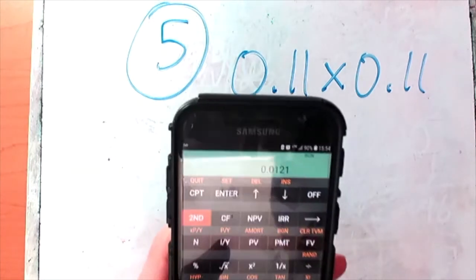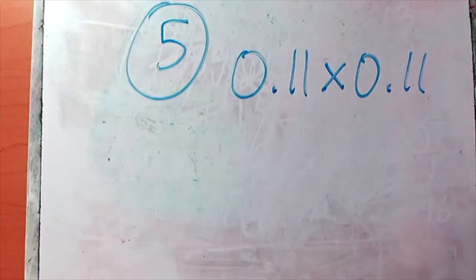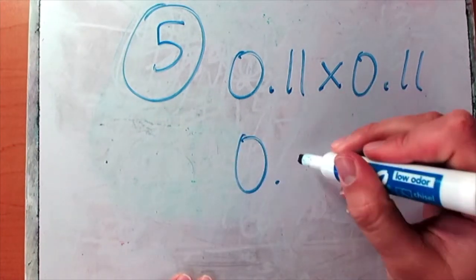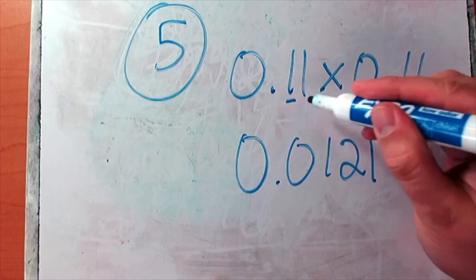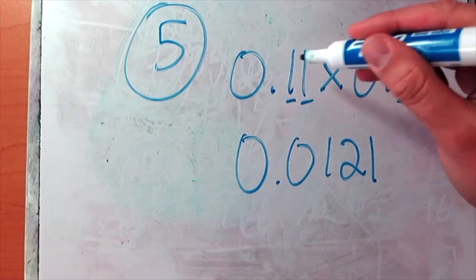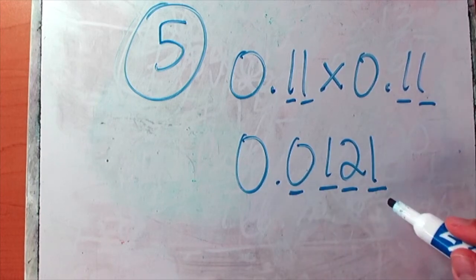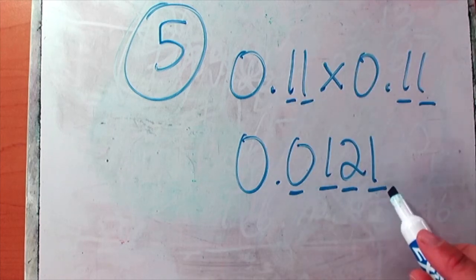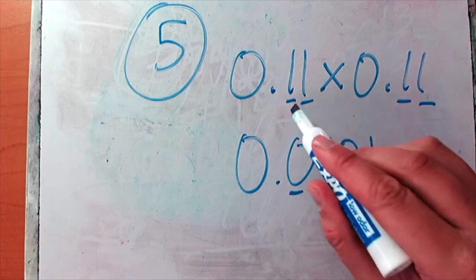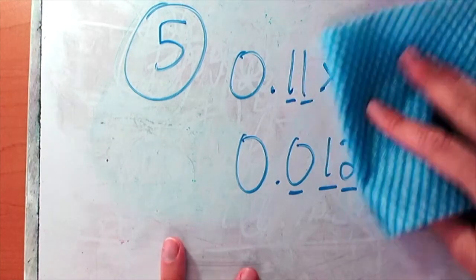And so I did that on my calculator there, and I got 0.0121. I will also note that there's 1, 2, 3, 4 decimal places to the right, and there's 1, 2, 3, 4 decimal places to the right. That's really important, so your answer should have 4 decimal places over here, and if it doesn't, because there's 2 and 2, then something has gone wrong in that question. So that is question 5.